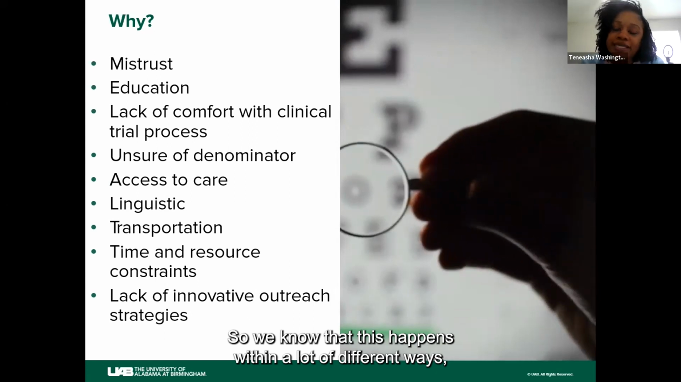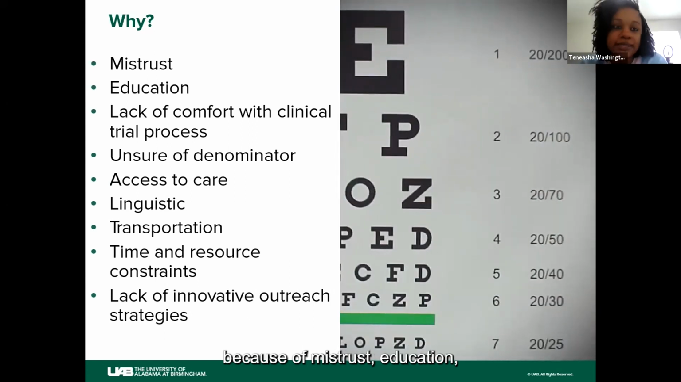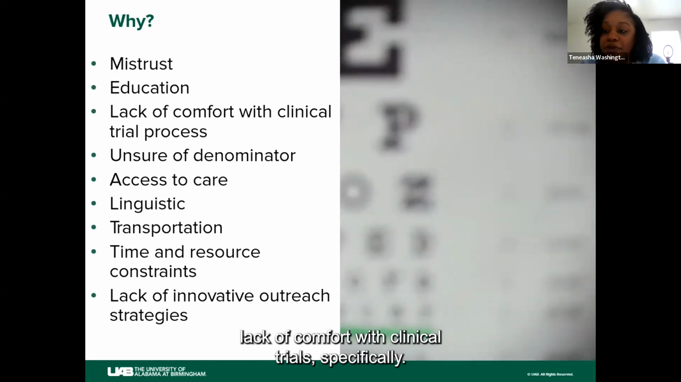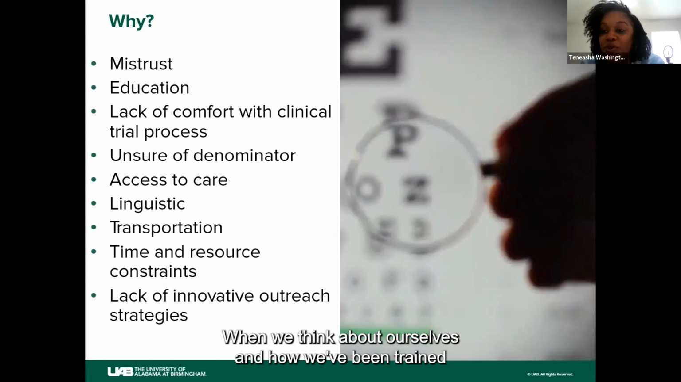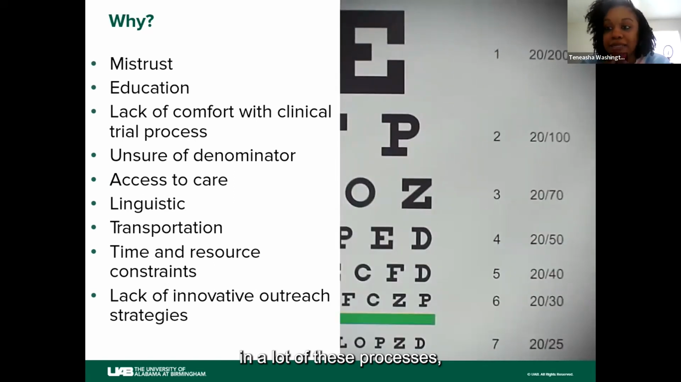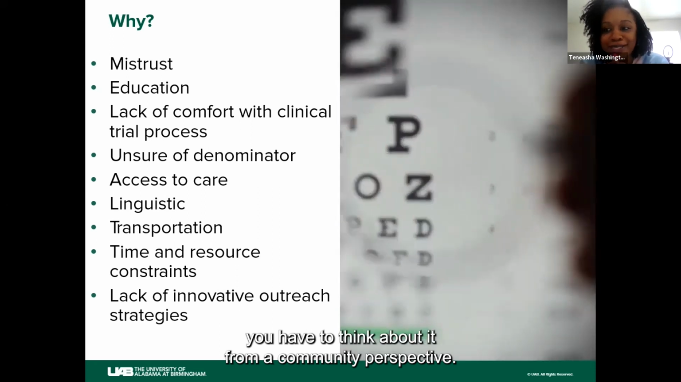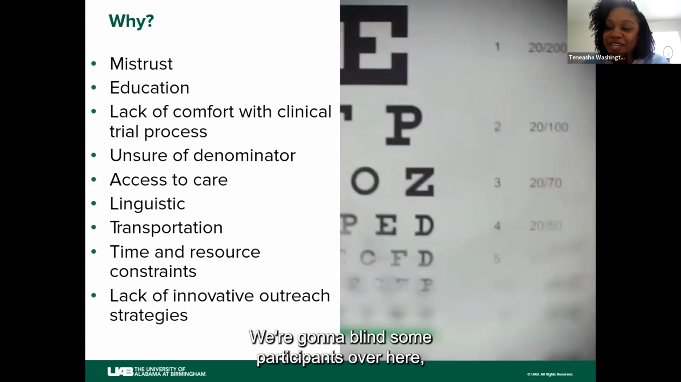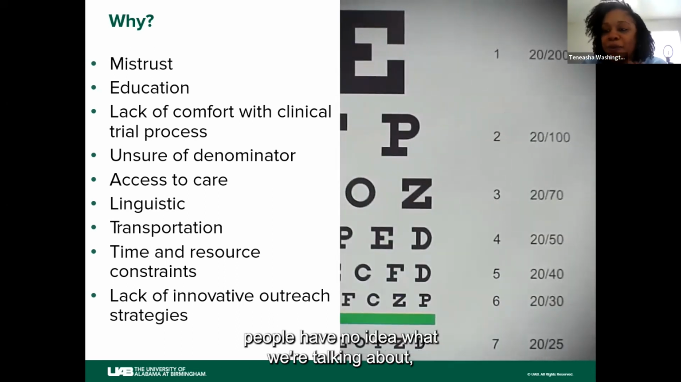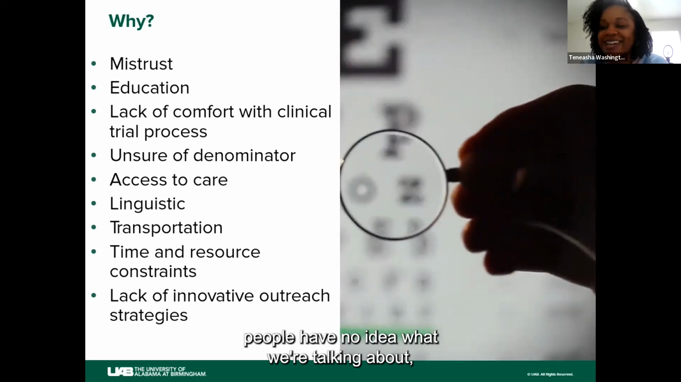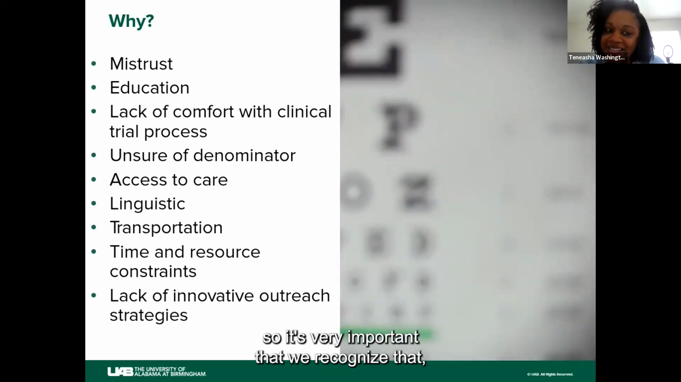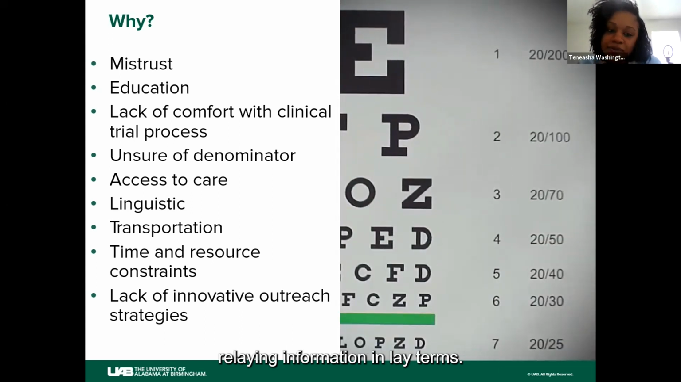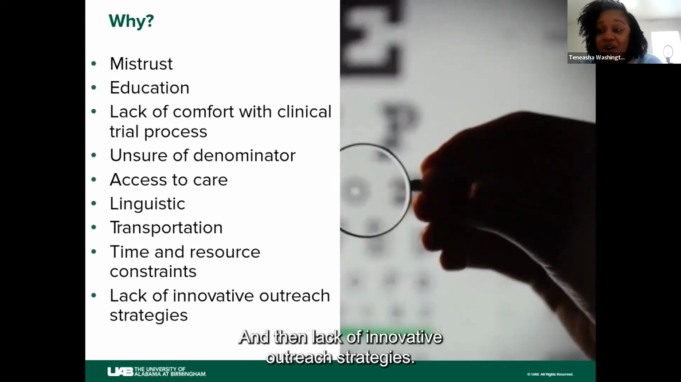This happens in a lot of different ways because of mistrust, education, and lack of comfort with clinical trials specifically. When we think about how we've been trained in these processes, you have to think about it from a community perspective. If you say, we're going to blind some participants over here, and these participants won't be blinded, people have no idea what we're talking about. It's very important that we do better relaying information and terms. And there's also a lack of innovative outreach strategies.